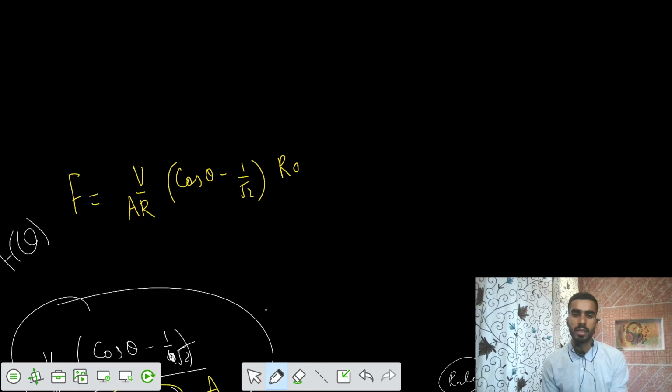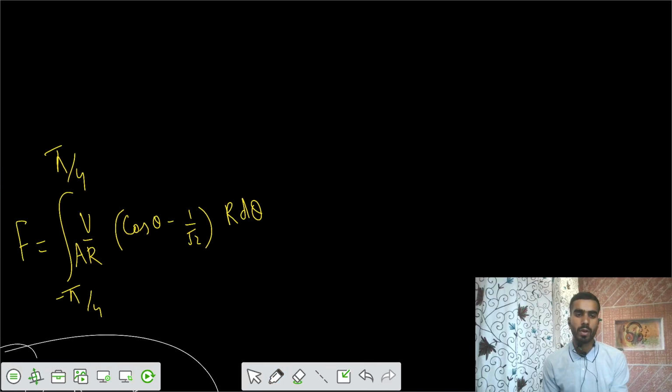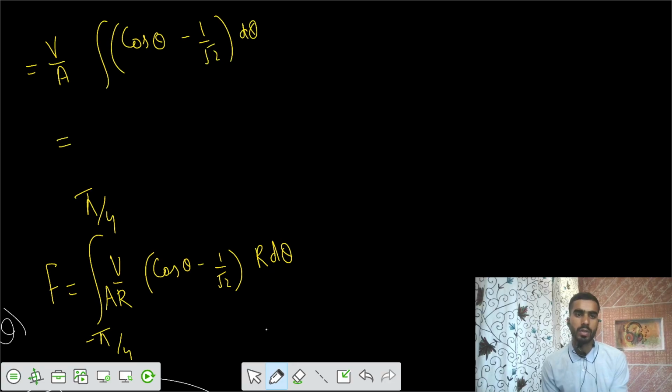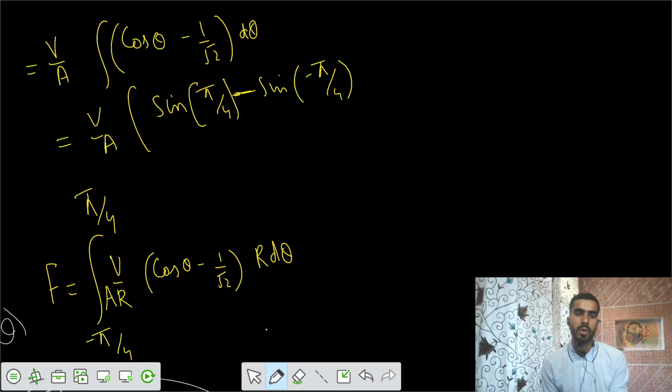So you get a value of R d theta also, and you apply the limits minus pi by 4 to pi by 4. If you solve this now, it equals V by A integral of cos theta minus 1 by root 2 d theta. Let's calculate that integral. Cos theta d theta is sine theta, and the limits go from pi by 4 to minus sine of minus pi by 4, because the limits are from minus pi by 4 to pi by 4. So you got this one.